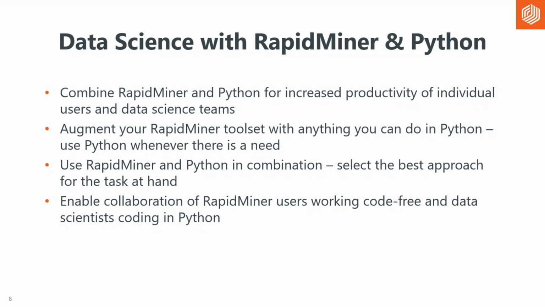But not only for the individual users, there's a lot of benefit here. We also aimed at enabling collaboration between the RapidMiner user who's mostly working code-free, but also the coding data scientist who's essentially coding in Python. That's a quite common scenario we see also in smaller and larger corporations, where you have different types of users. So it's really important for them to hand off results from one party to the other party.